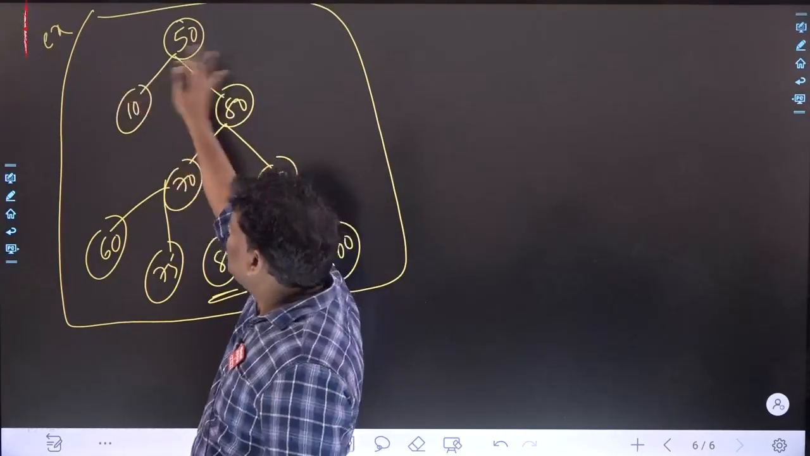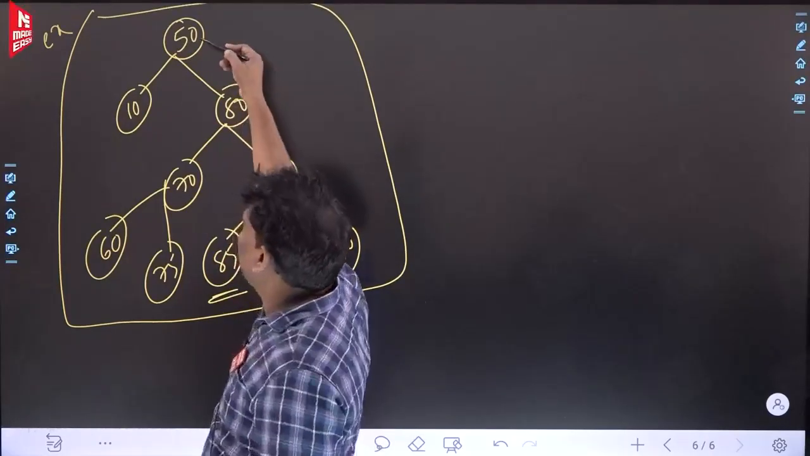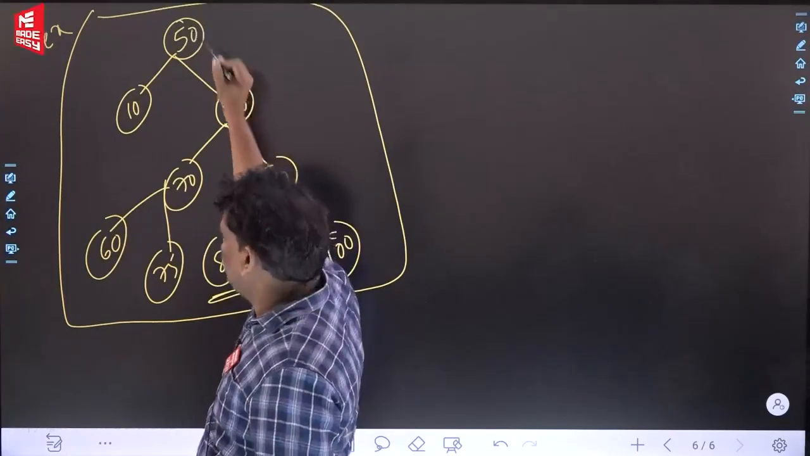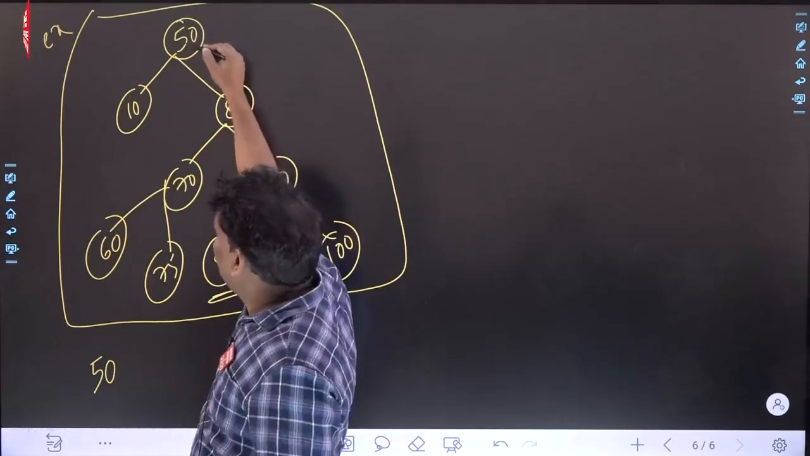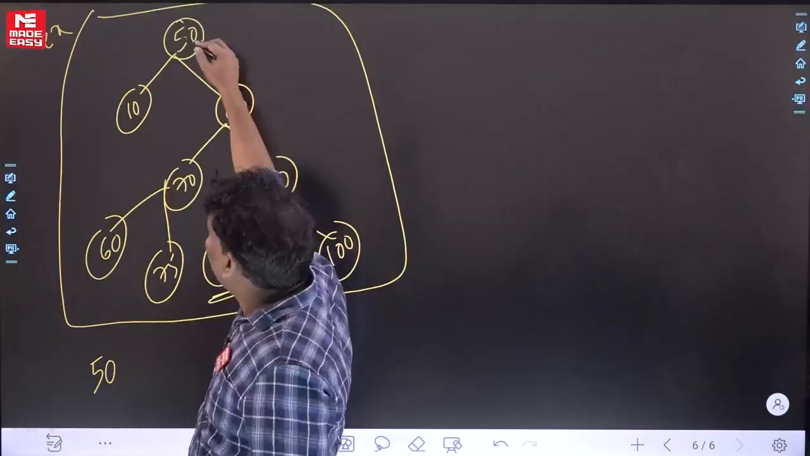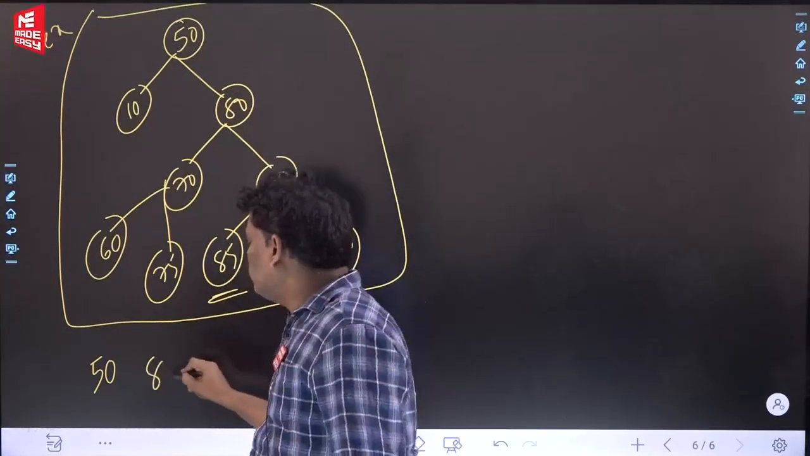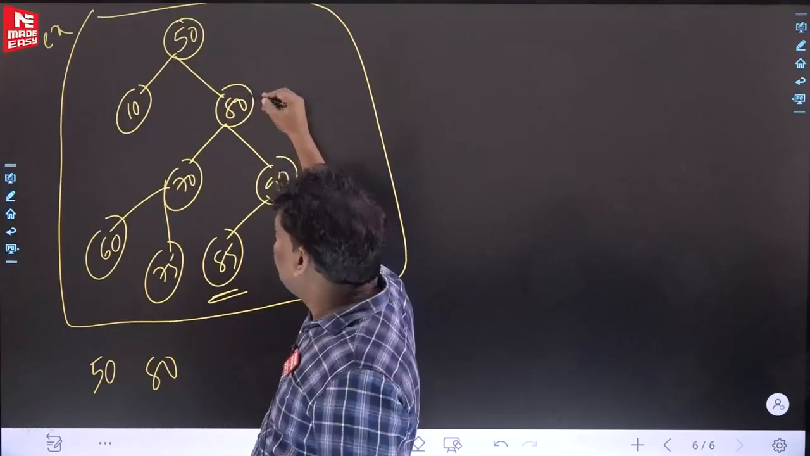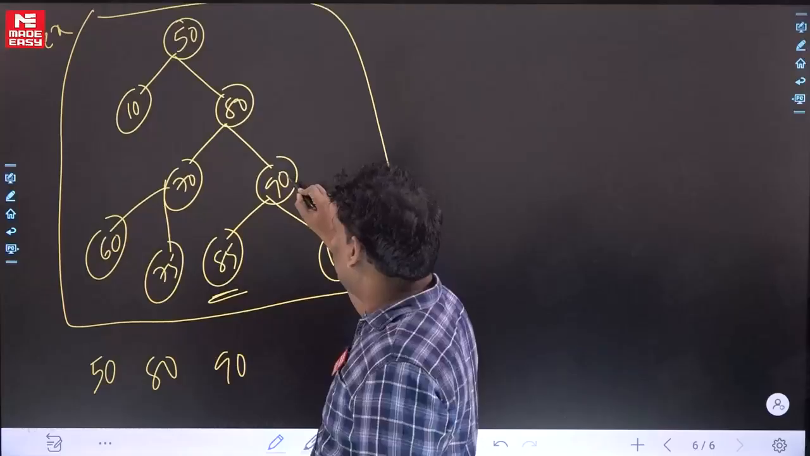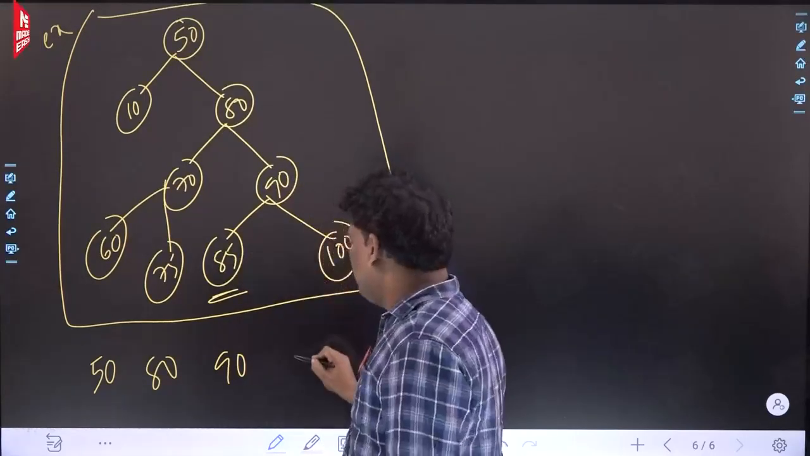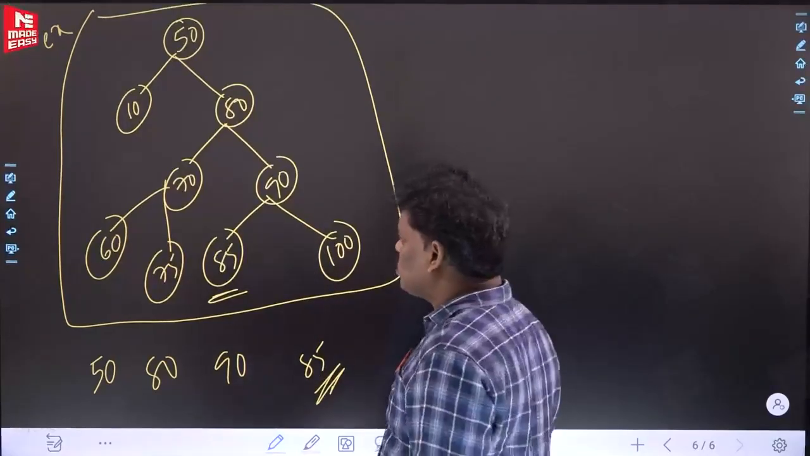BST means left smaller, right greater. Please be careful. In this BST, I am searching for element 85. This is the way. 50 is equal to 85? No. Then what will he say? You want more? Go right. Again same. 80 is equal to 85? No. But what is 80 saying? You want more than me? Go right. Next one. 90 is equal to 85? No. You want less than me? Go left. Next one. 85 is equal to 85? Yes, stop.